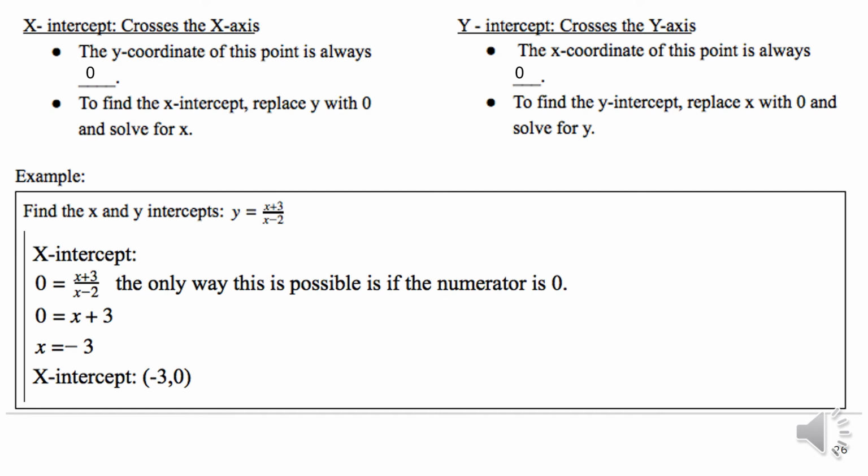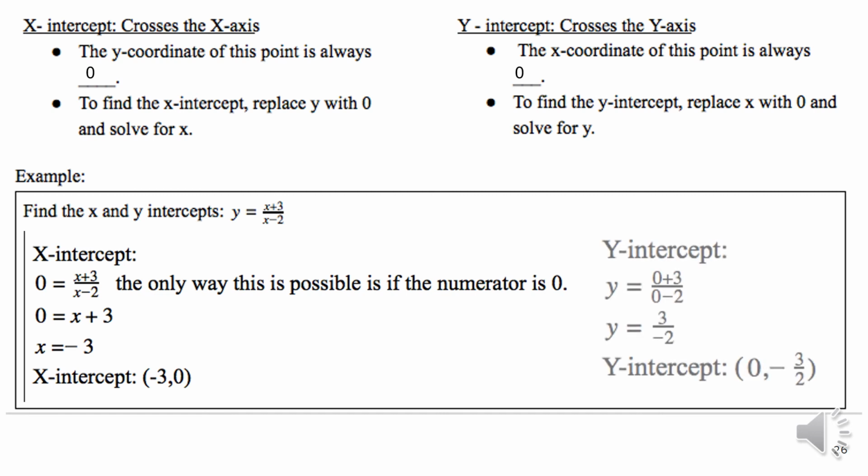Our y-intercept is when we plug in 0 for all of our x's. And therefore, we get our y value of being 3 over negative 2. So our y-intercept is 0, negative 3 over 2, or 0, negative 1.5.